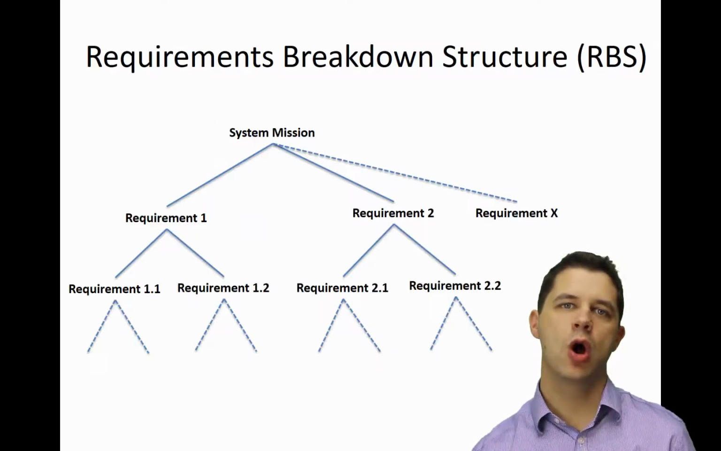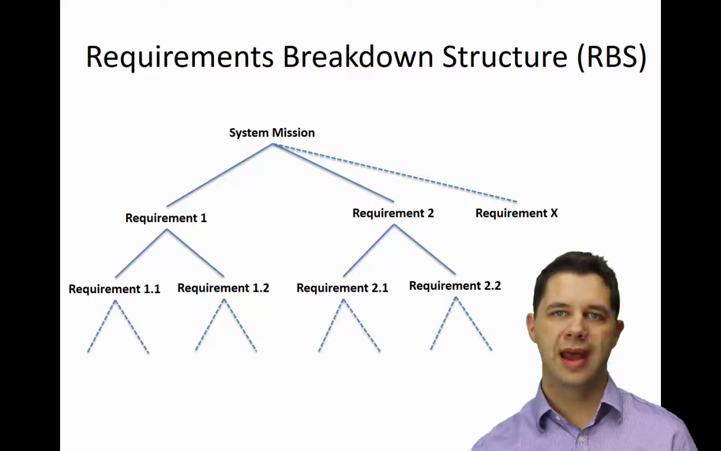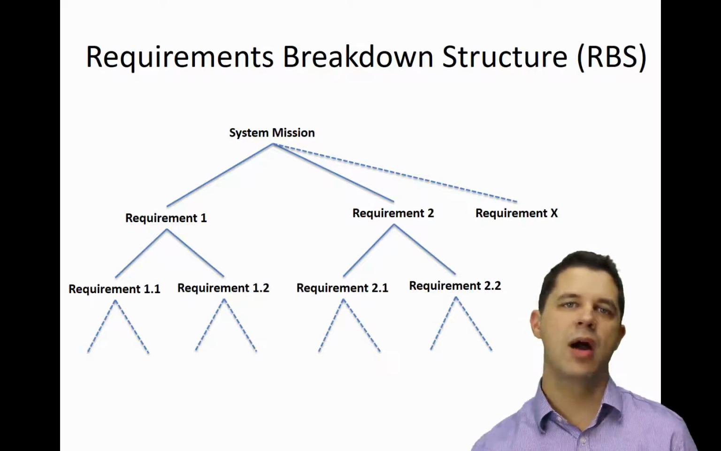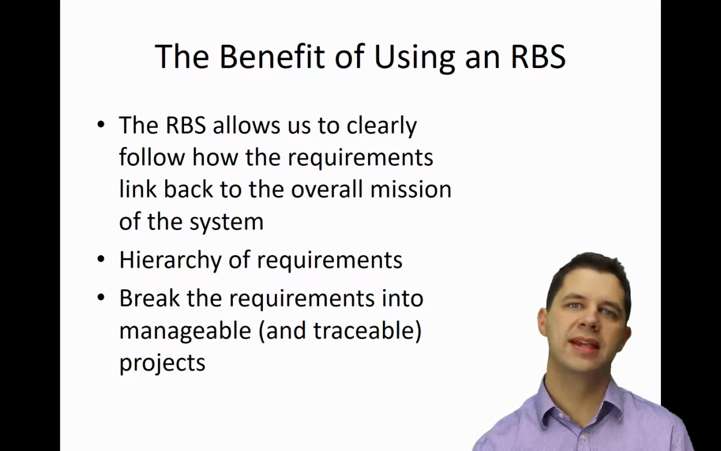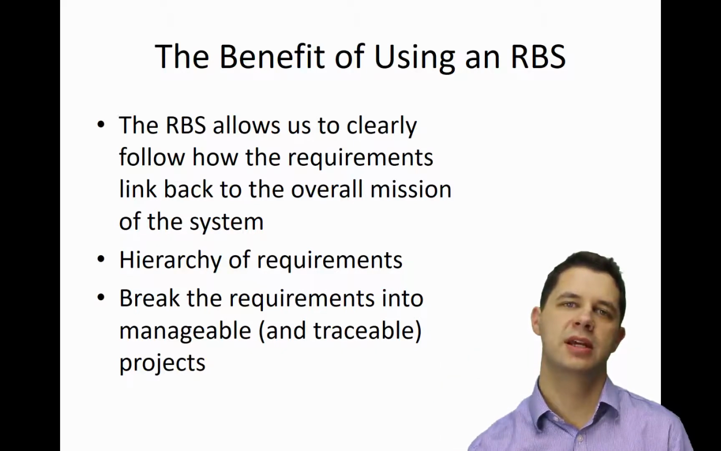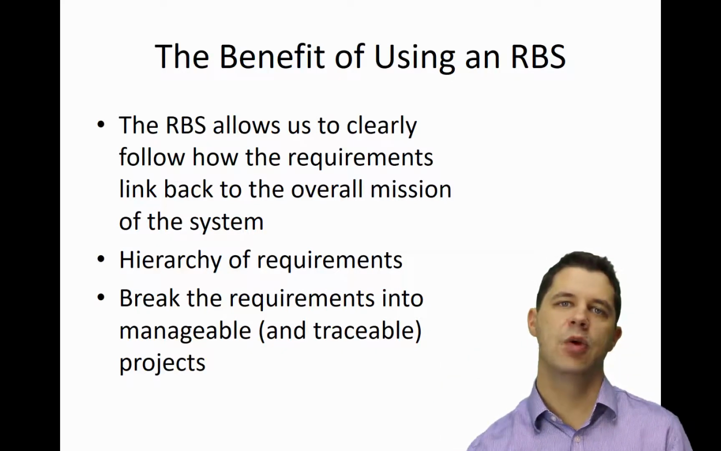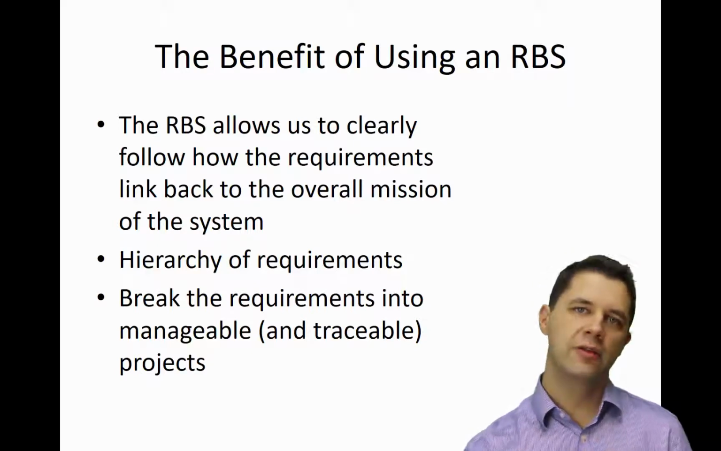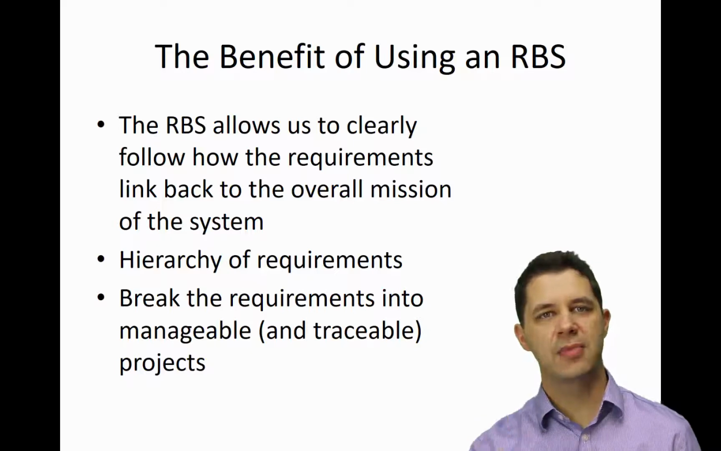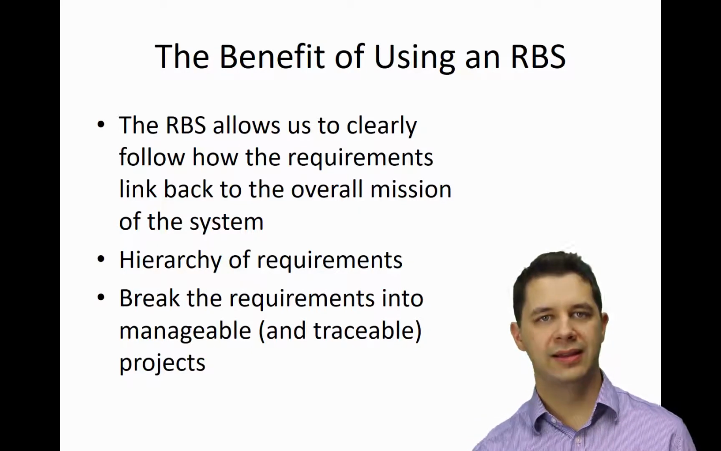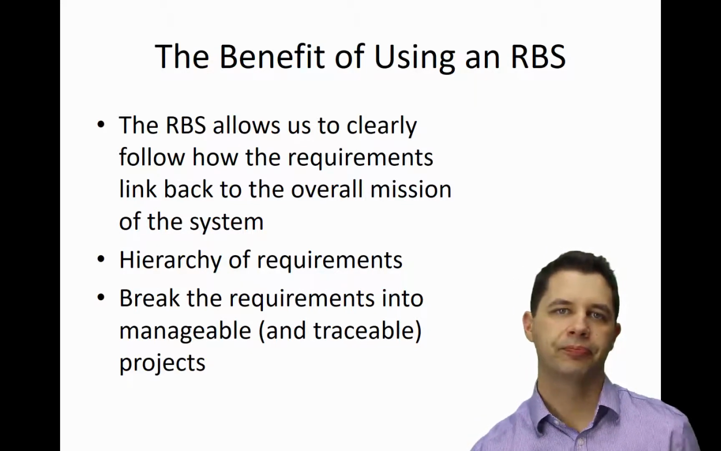So once again, we have this hierarchy of requirements. So our system mission there sits at the top, and then we have requirements 1, 2, and however many that we have, and sub-requirements that flow from each of these. So our requirements breakdown structure is great because it clearly shows how the requirements link back to what the overall system mission is, and produces this hierarchy of requirements. And so any of our low-level requirements should be able to be traced back directly to high-level requirements and somehow perform or enable the mission to actually occur.